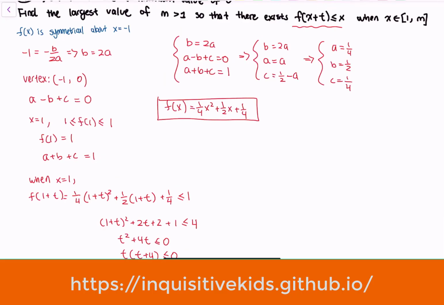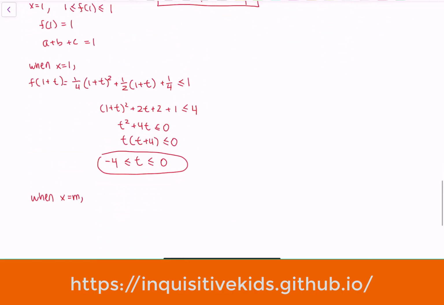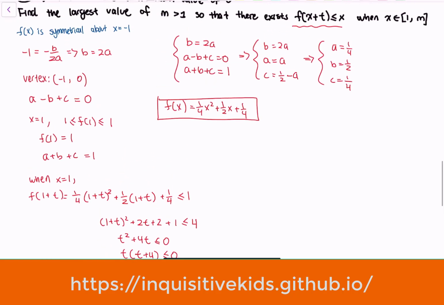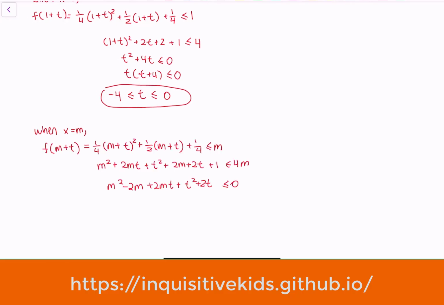Now what about the other extreme end of our interval, when x is equal to m? Let's substitute that in as well. We're going to apply our inequality again, which is the inequality f of x plus t is less than or equal to x. We're left with this inequality. We can further manipulate this inequality into a form that will be helpful for us.